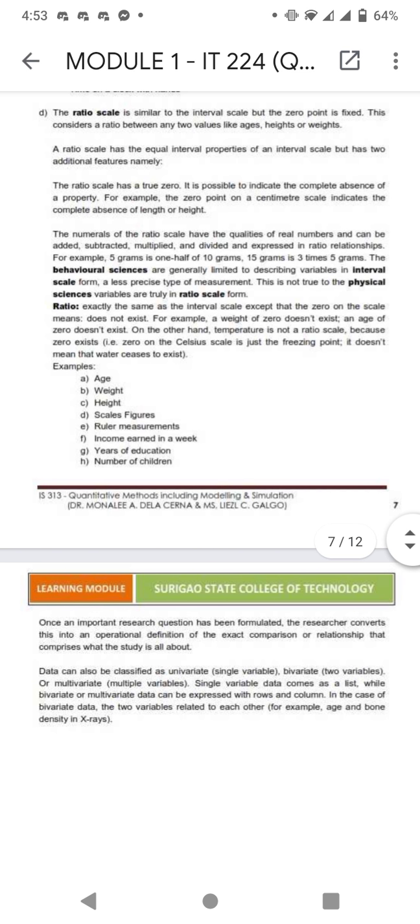So these are the types of data that we would tackle in this subject. I have learned more about these things, as quantitative methods are needed for us to study how we could create a thesis in the future.